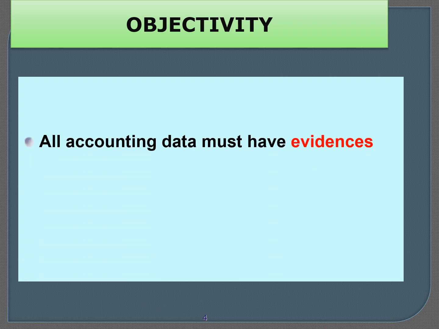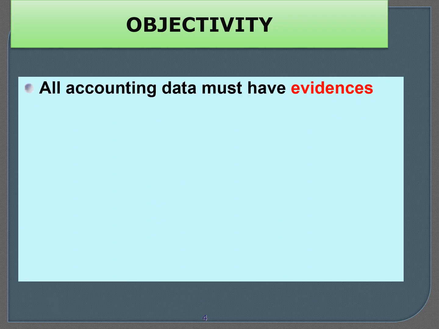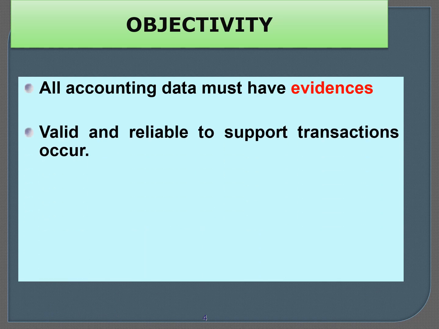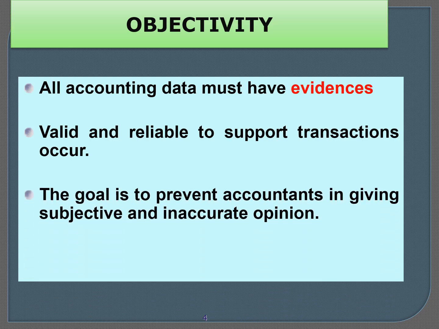Second, we will learn about objectivity. What is objectivity? 1. All accounting data must have evidences. 2. Valid and reliable to support transactions occur. 3. The goal is to prevent accountants in giving subjective and inaccurate opinion.